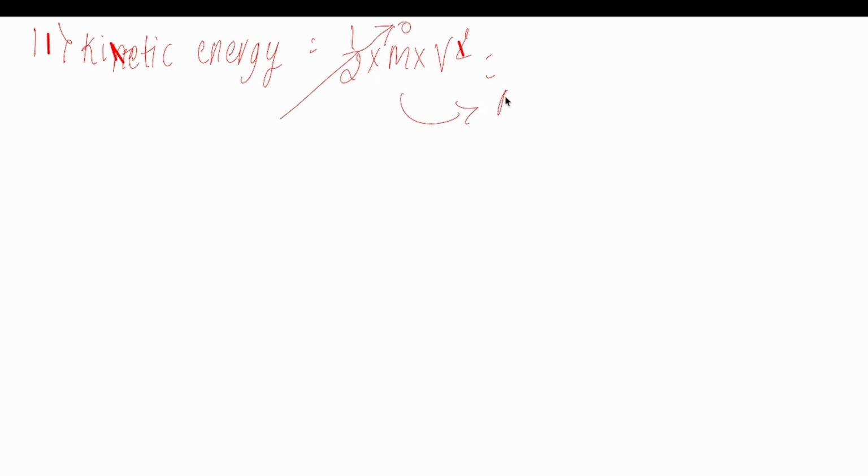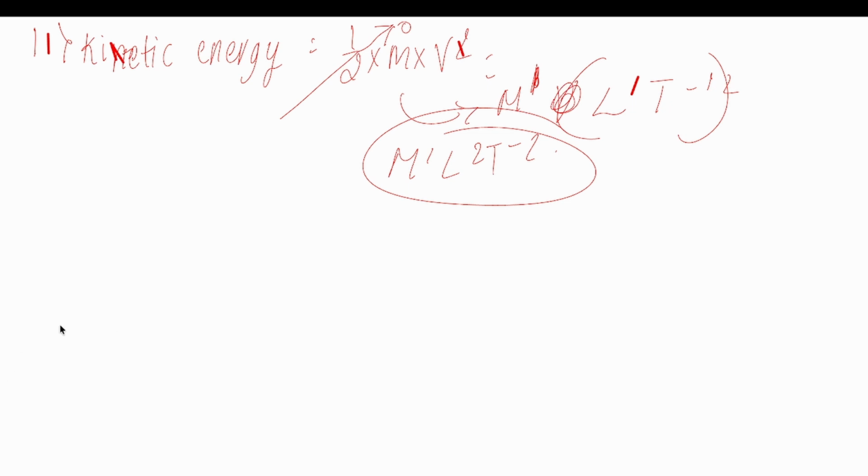Kinetic energy. We know the formula of kinetic energy is half into m into v square, half mv square. As we know from the previous slides, half is dimensionless. So m is M power 1, v is L power 1, T power minus 1, and it's whole square. So it is M power 1, L power 2, T power minus 2.